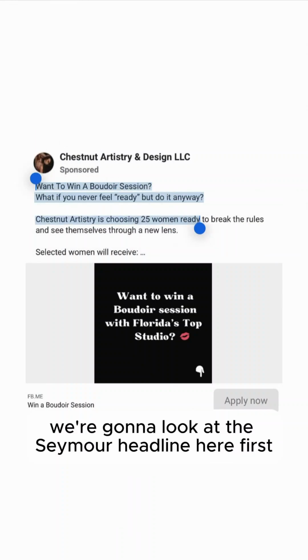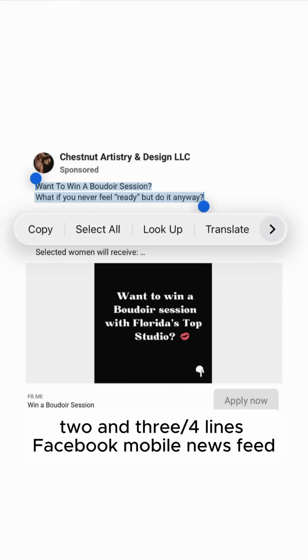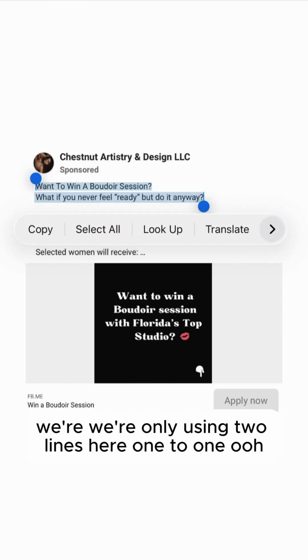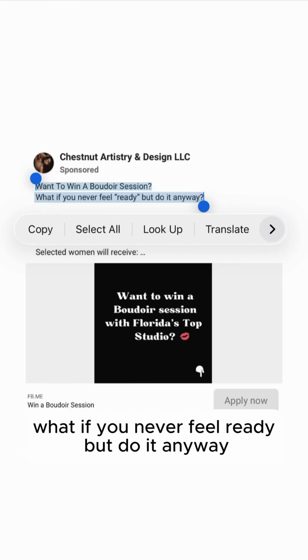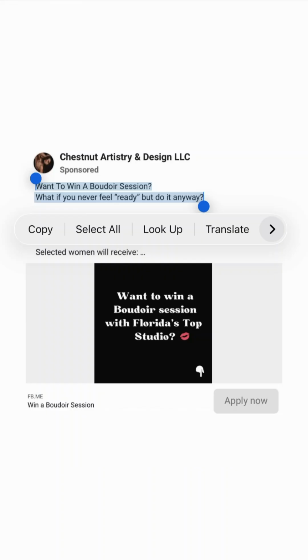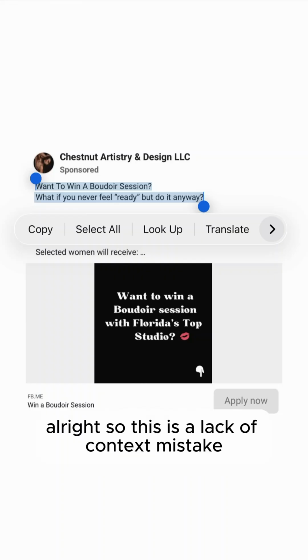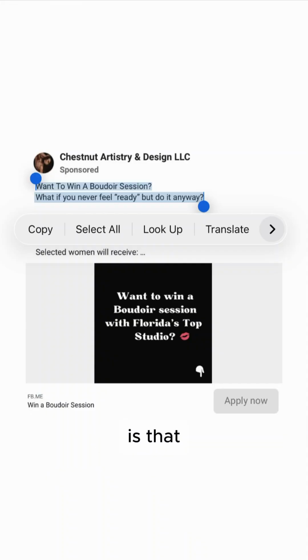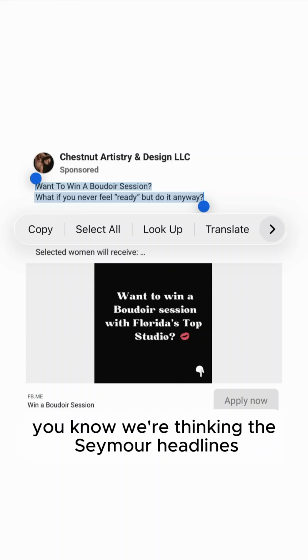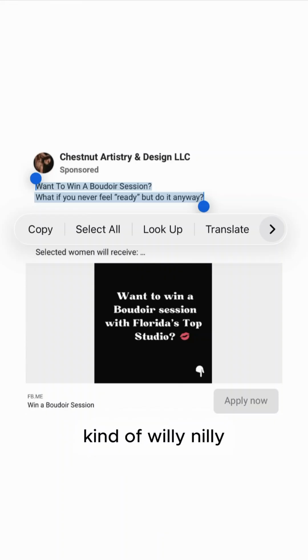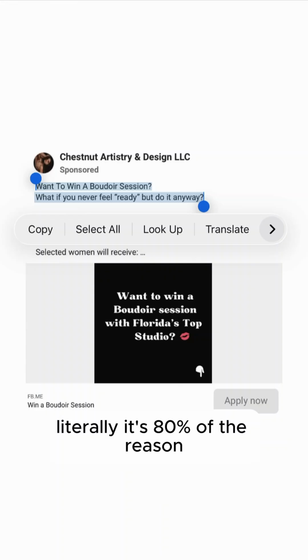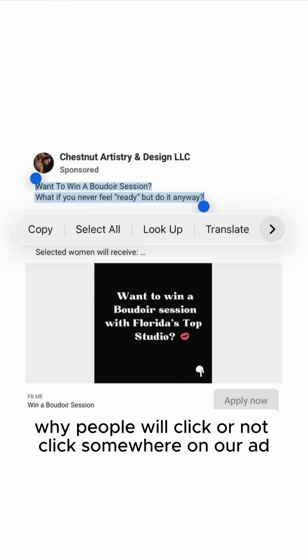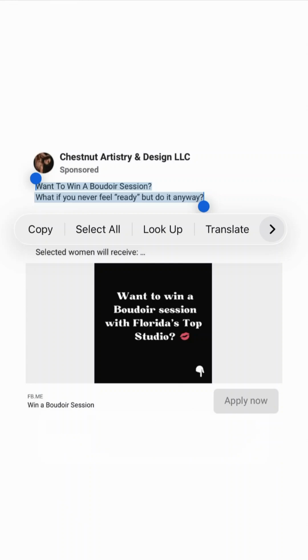Finally, we're going to look at the See More headline here. First 2 3/4 lines, Facebook mobile newsfeed. We're only using 2 lines here: 120 boudoir session. What if you never feel ready, but do it anyway? All right, so this is a lack of context mistake. The false belief that causes us to make this mistake is that we're treating the See More headline kind of willy-nilly, when in fact, literally it's 80% of the reason why people will click or not click somewhere on our ad. So this is actually the most important part.